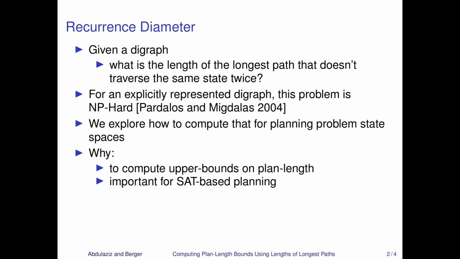So that's a problem. It can have bad running time for practical algorithms. So in this work we explore how to compute the recurrence diameter for planning problem state spaces, and how to do that in a practically useful way. The reason is that a practical way to compute recurrence diameters can improve the upper bounds a lot on plan lengths, and this in turn would improve the performance of SAT-based planning algorithms that use these upper bounds on plan lengths, either to find plans more quickly or to prove that a certain planning problem does not admit a solution.